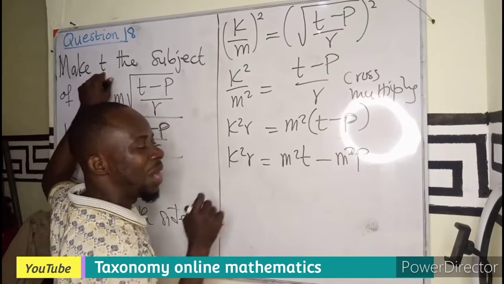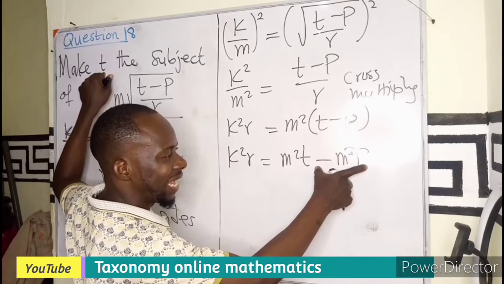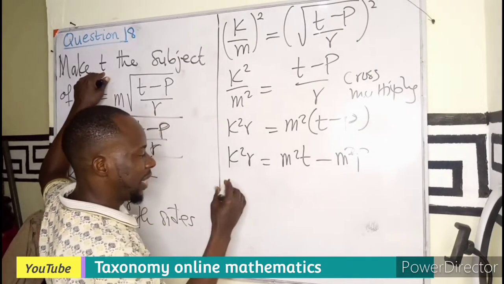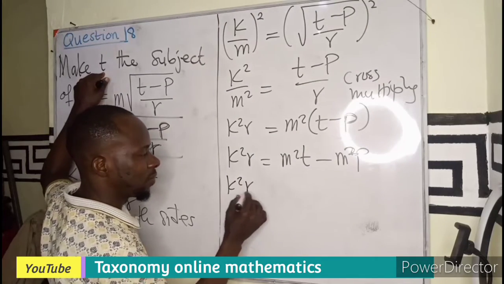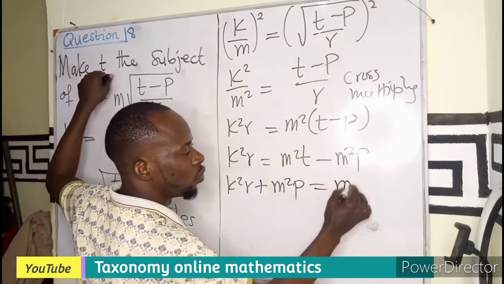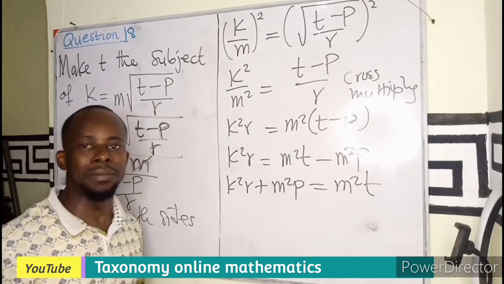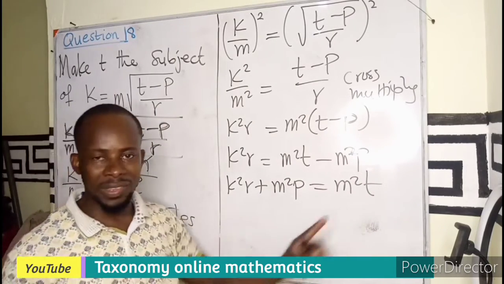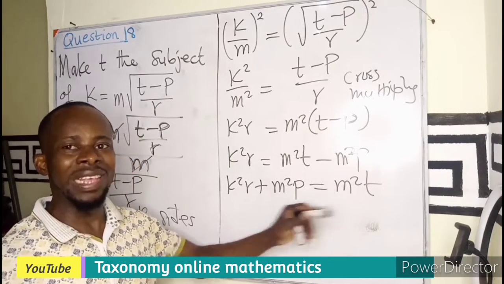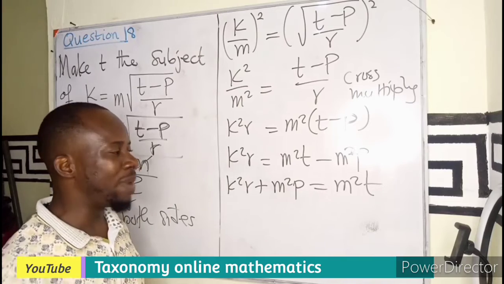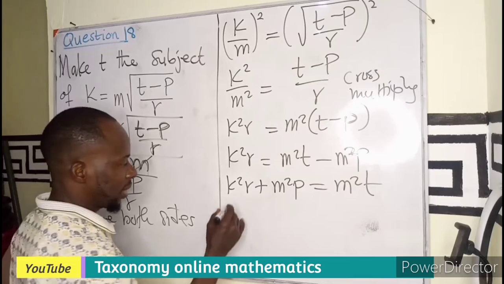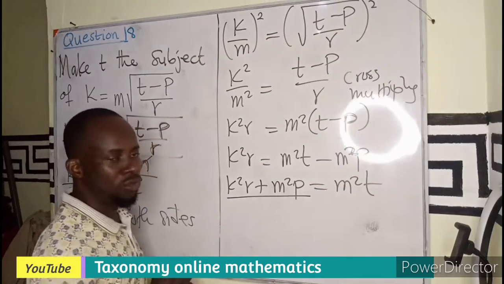Good. We say we are looking for T. So the T is now isolated, so we send anything attached to the T to the other side. This is subtraction. It becomes K squared R plus M squared P equals M squared T. Now the T is on its own, which we can easily eliminate the excess baggage by dividing both sides by M squared.